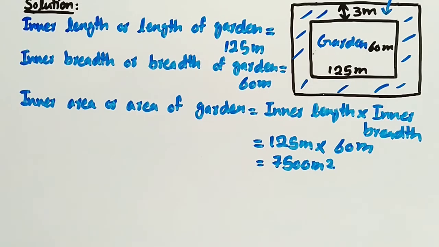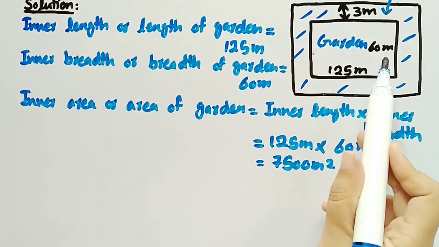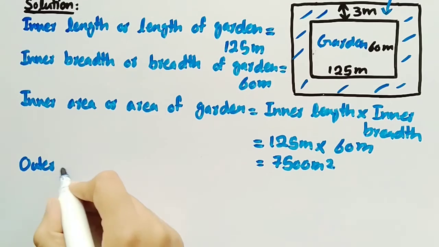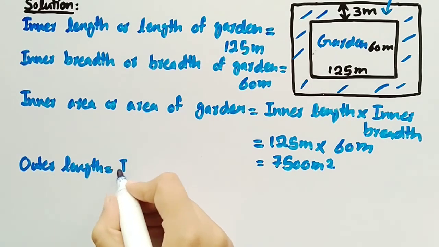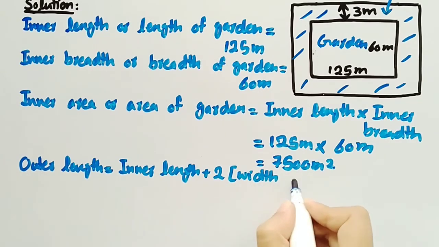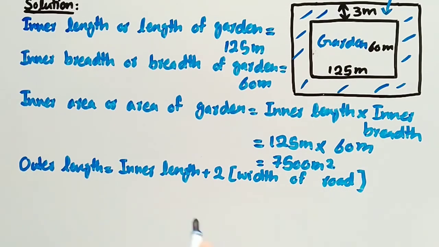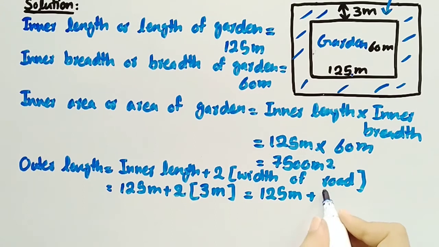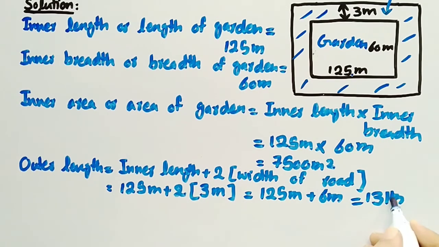We also need to find the outer area, that is area of garden and road as a whole. For this we need outer length and outer breadth, which is not given. So firstly we will find the outer length and outer breadth. Outer length is equal to inner length plus 2 times width of road. Now we will substitute the values. The inner length is 125 meter plus 2 times width of road is 3 meter, and it is equal to 125 meter plus 2 times 3 meter is 6 meter. Adding these two we get 131 meter. So outer length is equal to 131 meter.